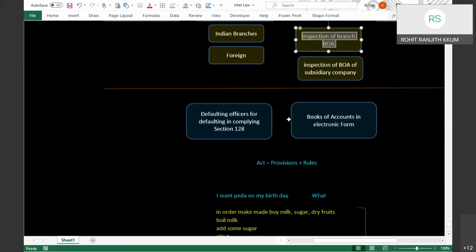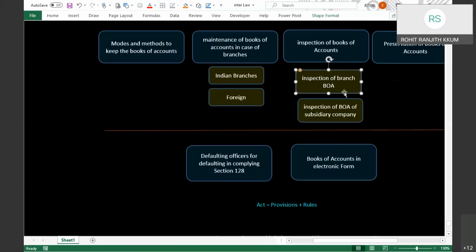So there are a few questions about the inspection. Question number one for your exam is, can auditor or director of the company inspect the books of accounts of only head office or along with the branch? Let's say there is a director and director wants to inspect the books of accounts of branch as well. So is he allowed to do so or not? Can he inspect? Answer the question, guys. Can he inspect the books of accounts of branch offices?